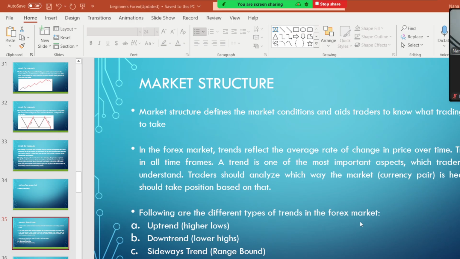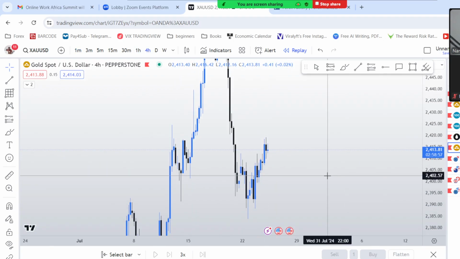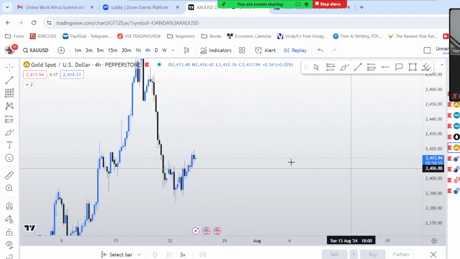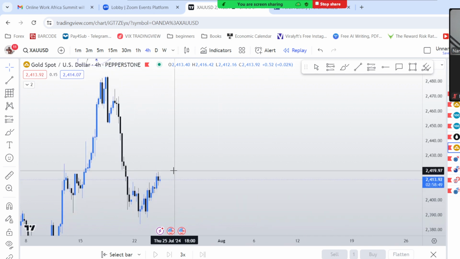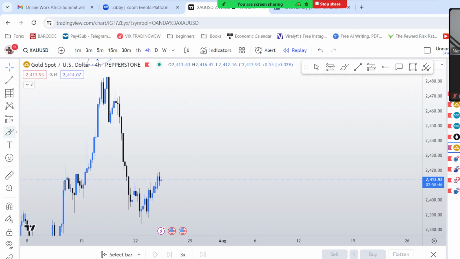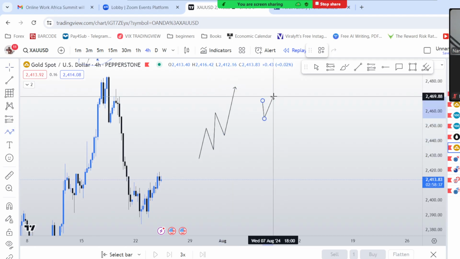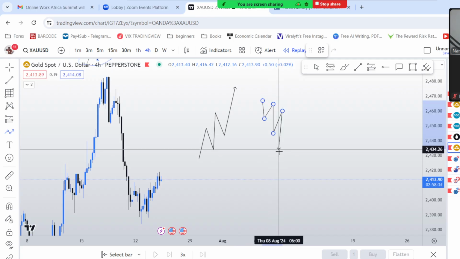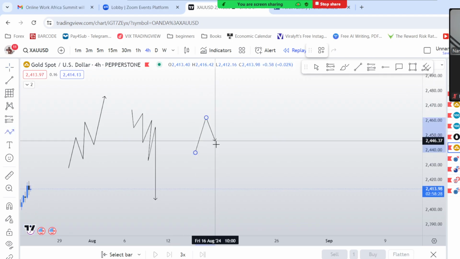So we have three main types of market structure. At any given point, no matter how the candlestick chart looks, whether it looks clear or a bit cumbersome, we have the uptrend, the downtrend, and the sideways movement. So it's either the market is moving to the upside, or the market is moving to the downside, or the market is range bound, or consolidating.